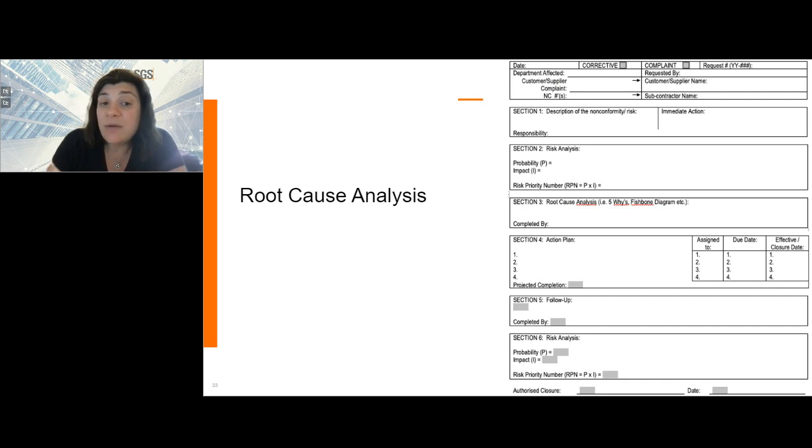You want to do the 5 whys, use the 5 whys. You prefer the fishbone diagram, use that one. You want to use an FMEA or a different method, use whatever method is going to allow you to get to the root cause, that's going to allow you to identify what really caused that non-conformity.